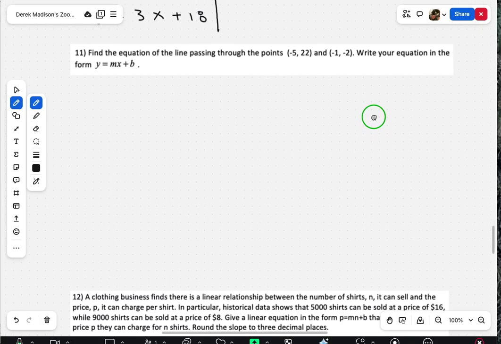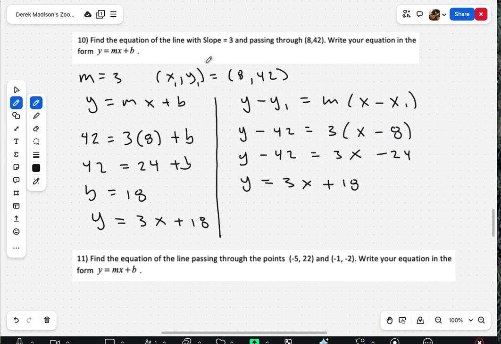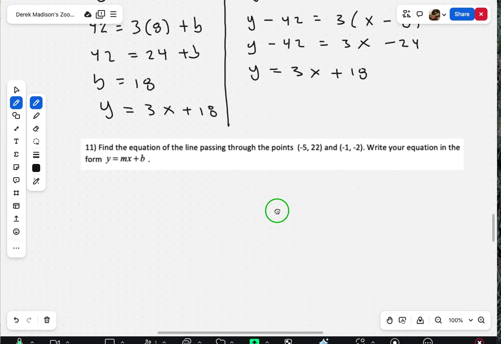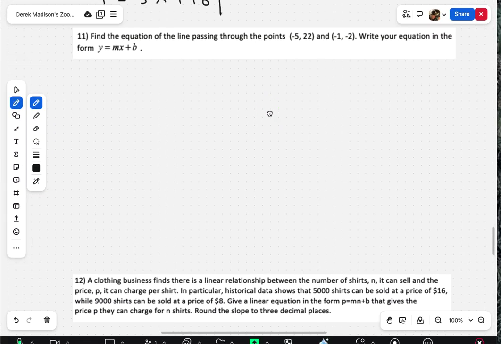Number 11 is basically number 10, but one step back. So here we're given the slope and a point. Here we're given 2 points, and then asked to find the equation of the line. So we know with 2 points we can find the slope, which then we'll be right back at this problem because we'll have a slope and we have 2 points to choose from. And then we just do these same steps for finding b. So for finding m, I'll just have this be my x1, y1, this be my x2, y2.